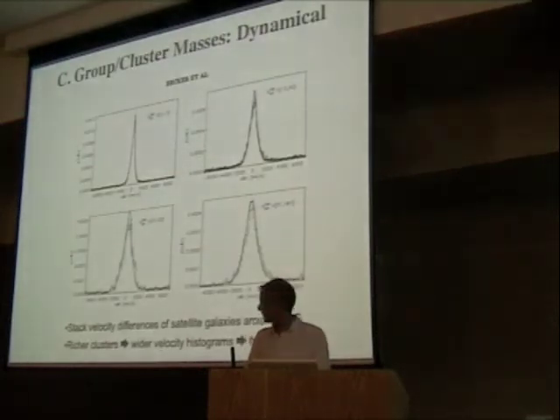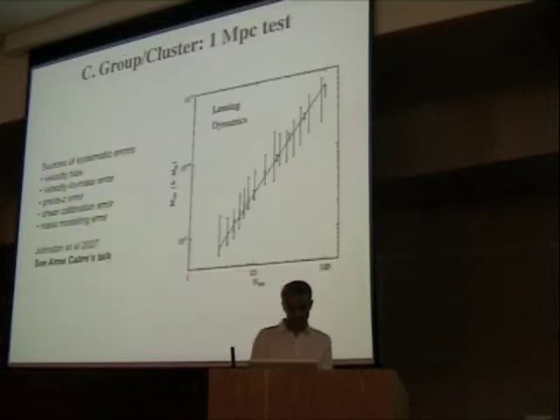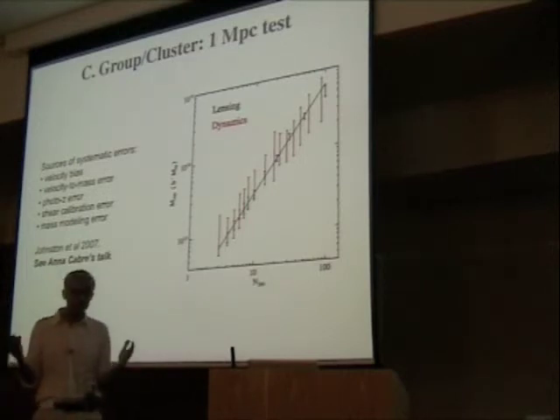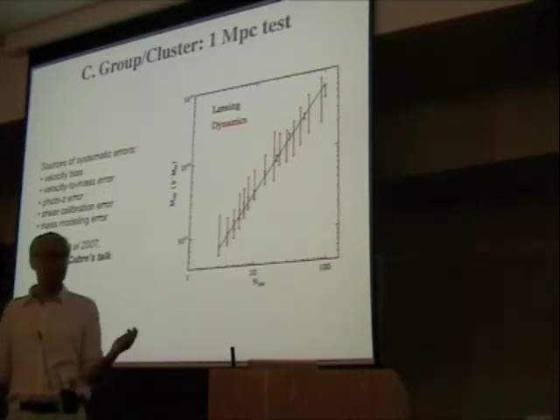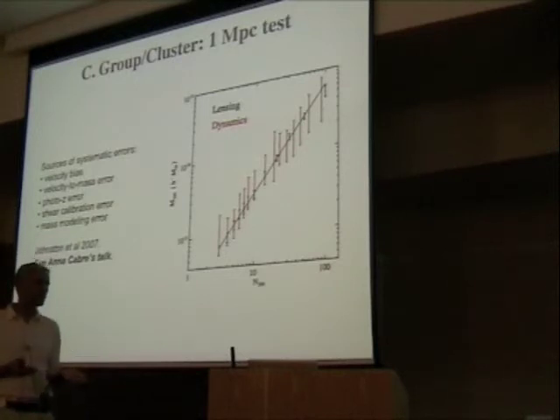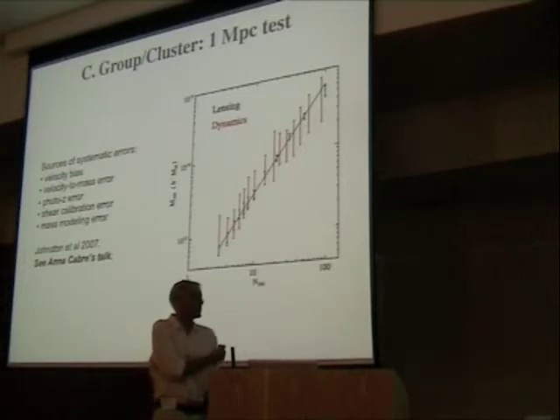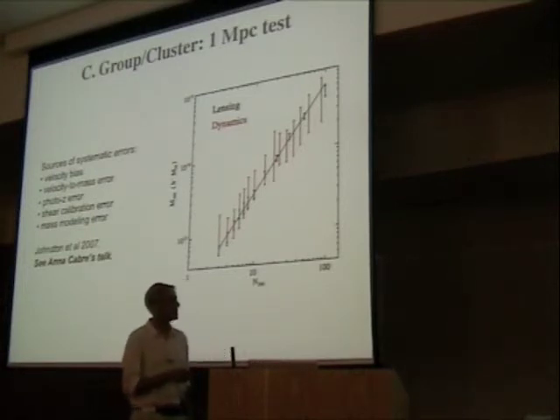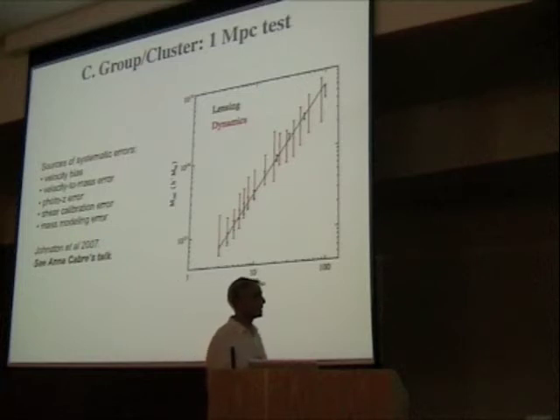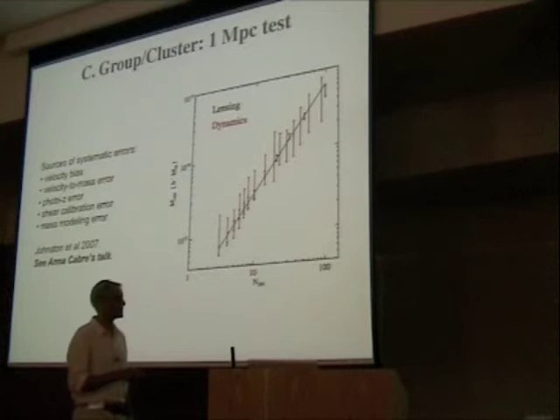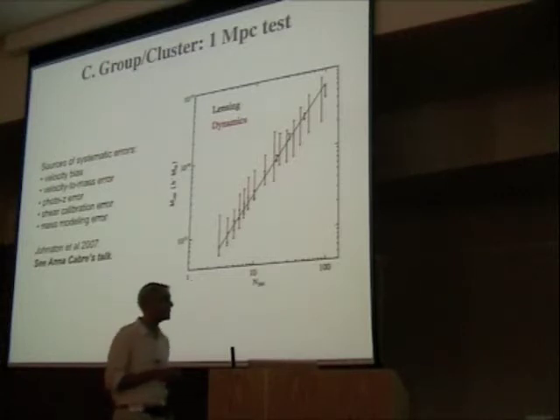So let me just skip to a slide like this, where the analog of Reyes et al.'s 10 megaparsec measurement is a measurement of modest-sized cluster-sized halo masses on megaparsec scales. So this is a combination of the same kind of galaxy lensing measurement with the black error bars and dynamical measurements with the red error bars that Anna showed you.